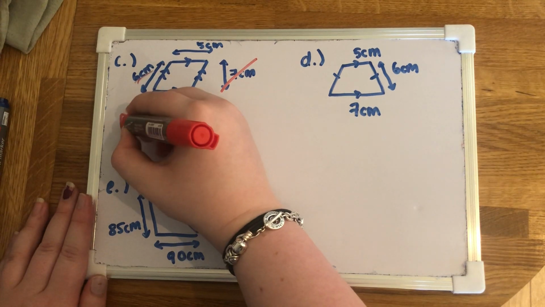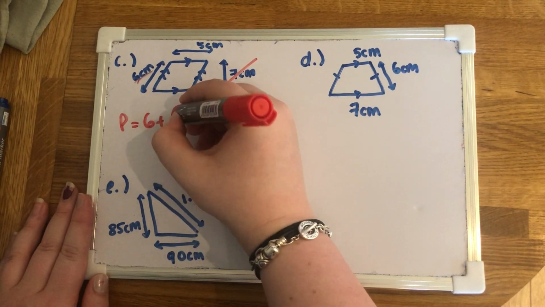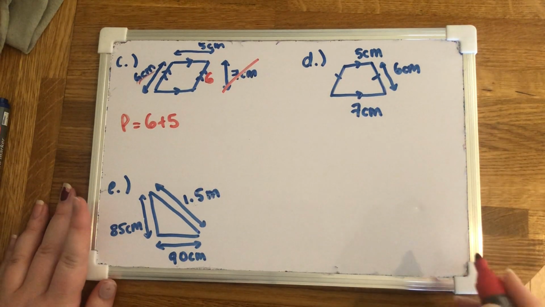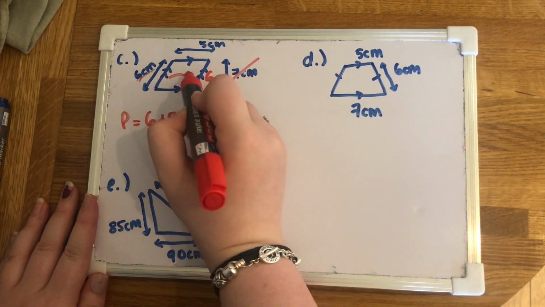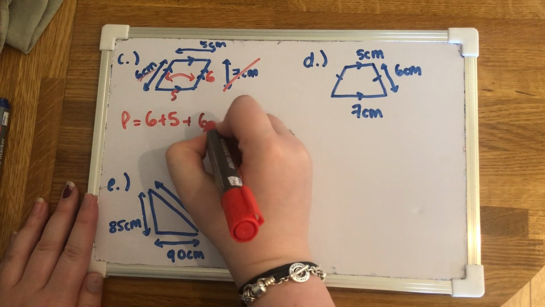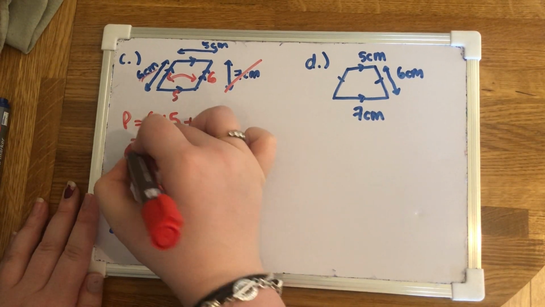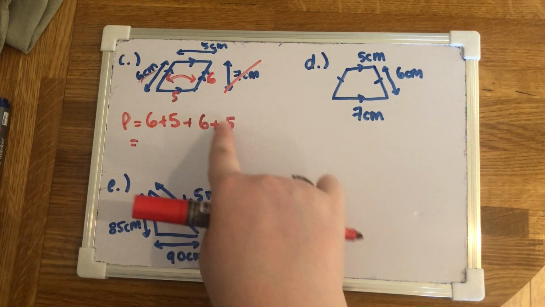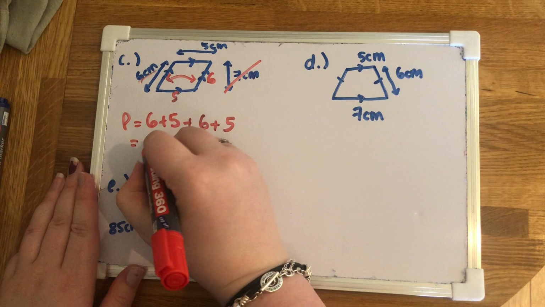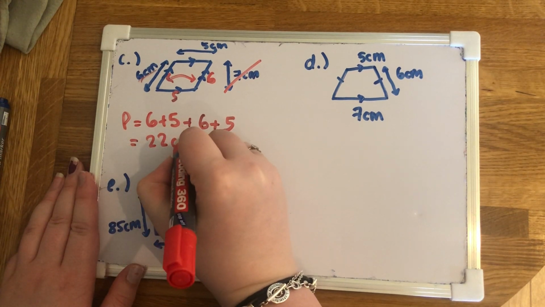So the perimeter is just going to be 6 add 5 for these two. And then again, similar to the rectangle, the opposites are the same, so this would also be 5. And then we just add those together. You should have the same number of numbers here as sides. Because there are 4 sides, there are 4 numbers that we're adding up, which gives 22 centimetres.